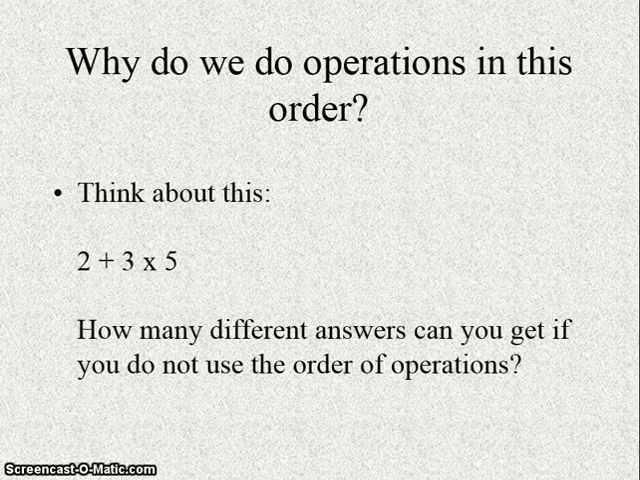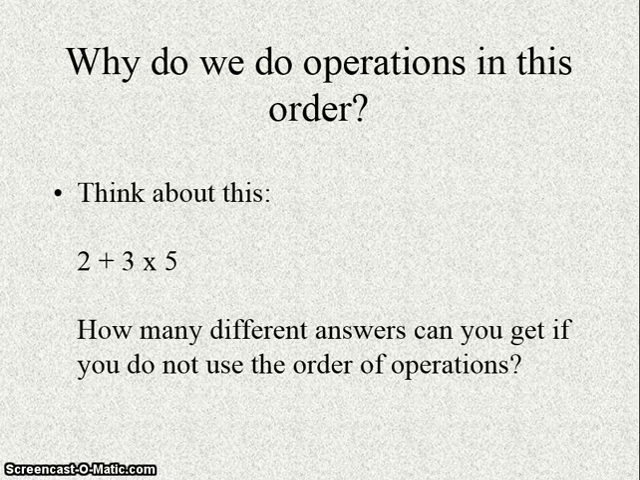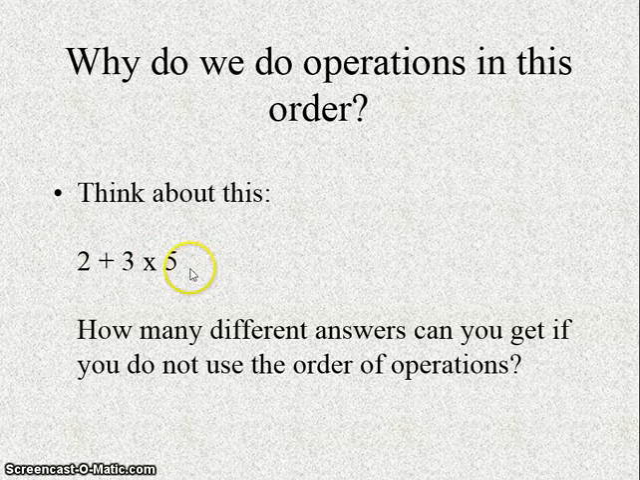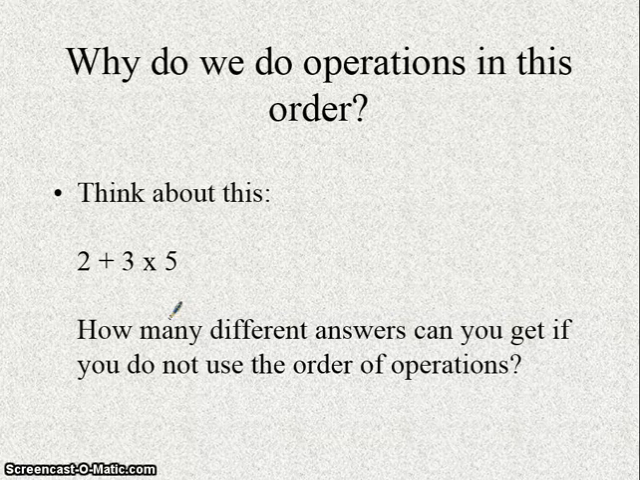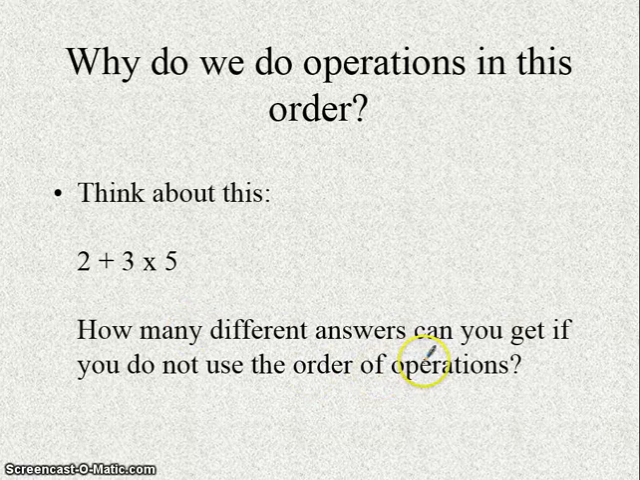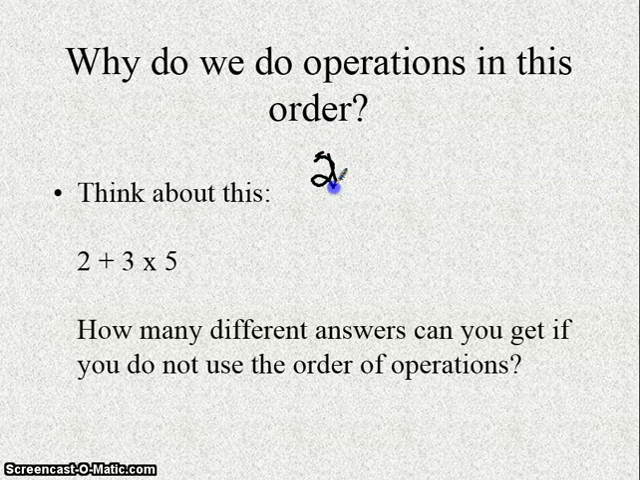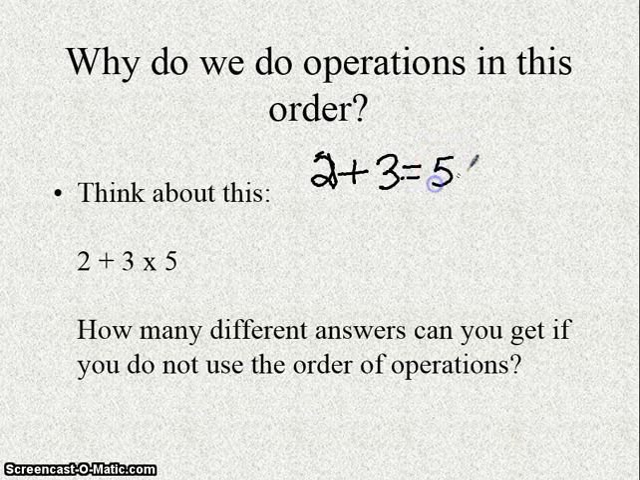I want you to think about this. Think about 2 plus 3 times 5. 2 plus 3 times 5. How many different answers could you get if you did not use the order of operations? Well, if you did not use the order of operations and you could do whatever you wanted, perhaps you would choose to add first. So 2 plus 3 is 5, times 5 is 25.